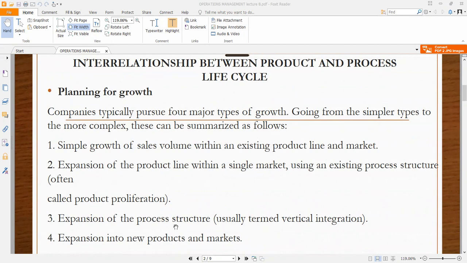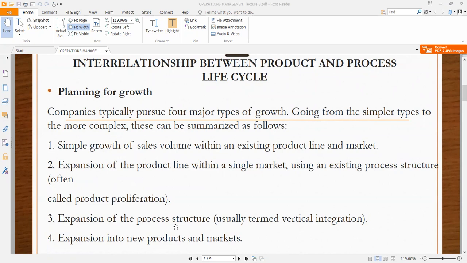One, we've got what we call simple growth of sales volume within an existing product line and market. So simple growth. Now what is simple growth? These are some of the things that we'll look at as we go further. For now, we're saying they are among the types of growth that companies would ever have.